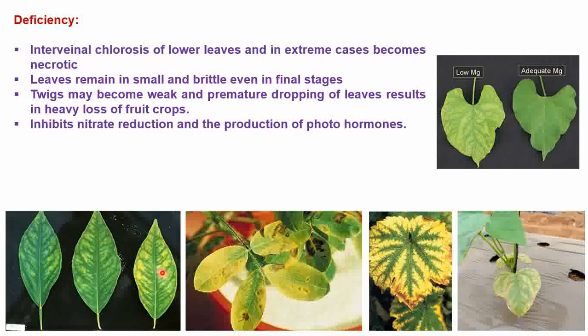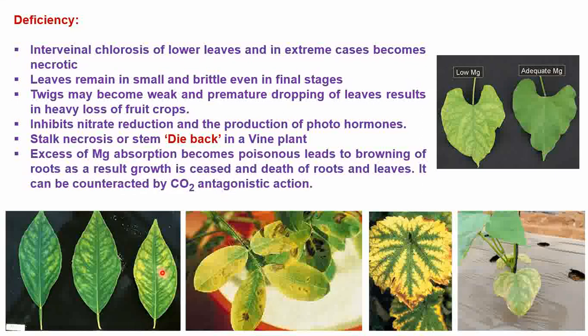Inhibits nitrate reduction and the production of phytohormone. Stalk necrosis or stem dieback in a vine plant. Dieback disease is caused by the deficiency of what? Magnesium. Excess magnesium becomes poisonous, leads to browning of root. As a result, growth is ceased and death of the root and leaves. It can be counteracted by calcium, an antagonistic reaction.